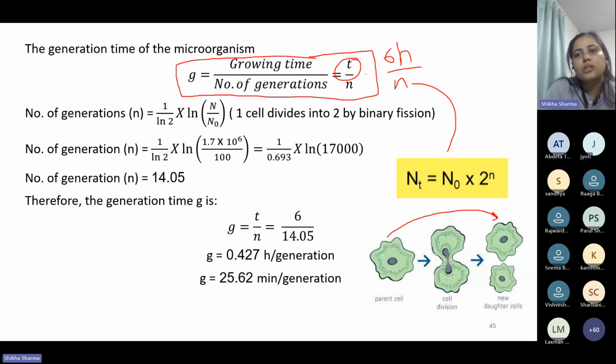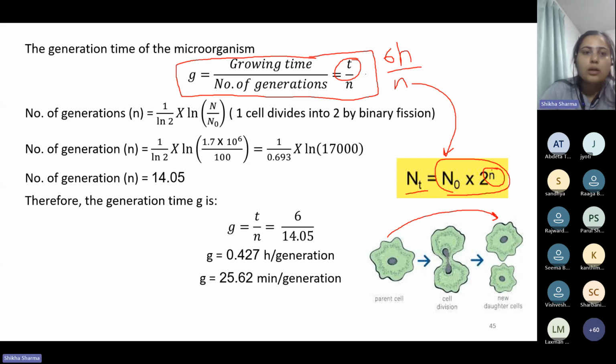So the number of generations is calculated with this formula, where Nt, the final population, is equal to the initial population times 2 to the power n. It is 2 because the population is multiplying, and here n is the number of generations. It becomes 2, then 4, then each of the 4 cells will divide again into 2.